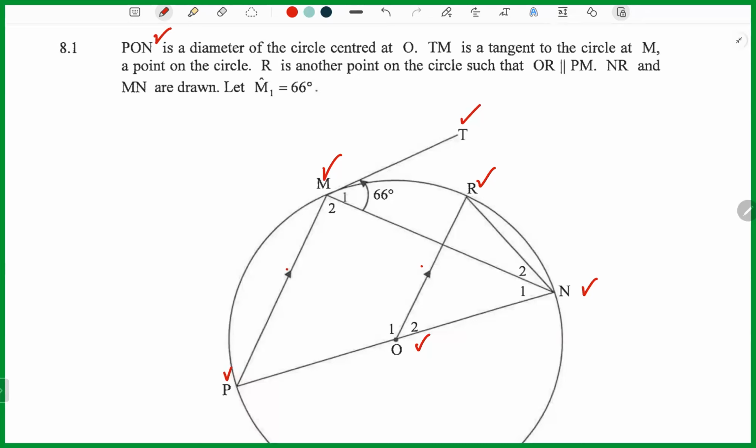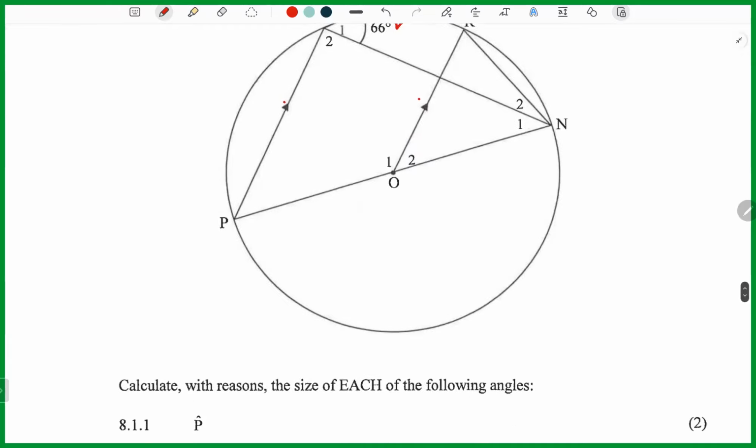NR and MN are drawn. Here is NR, and then MN are drawn. So we draw NR and we draw MN. Very good. So we proceed to say we let angle M1 be 66 degrees, and there it is, shown there. Let's look at the questions.